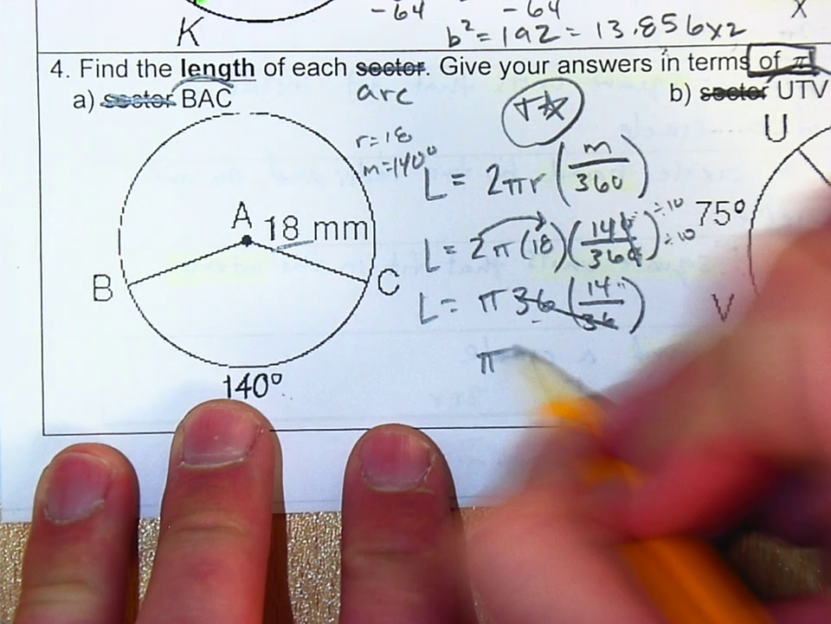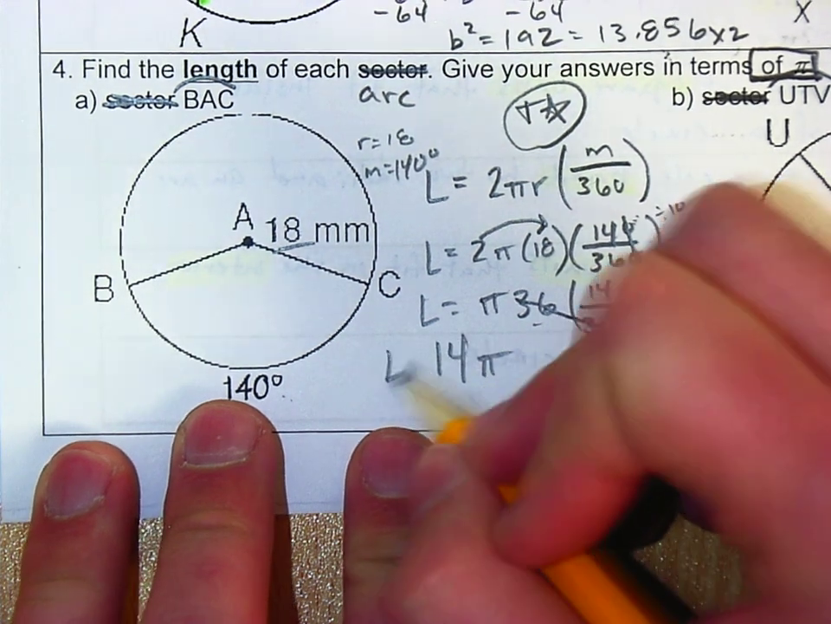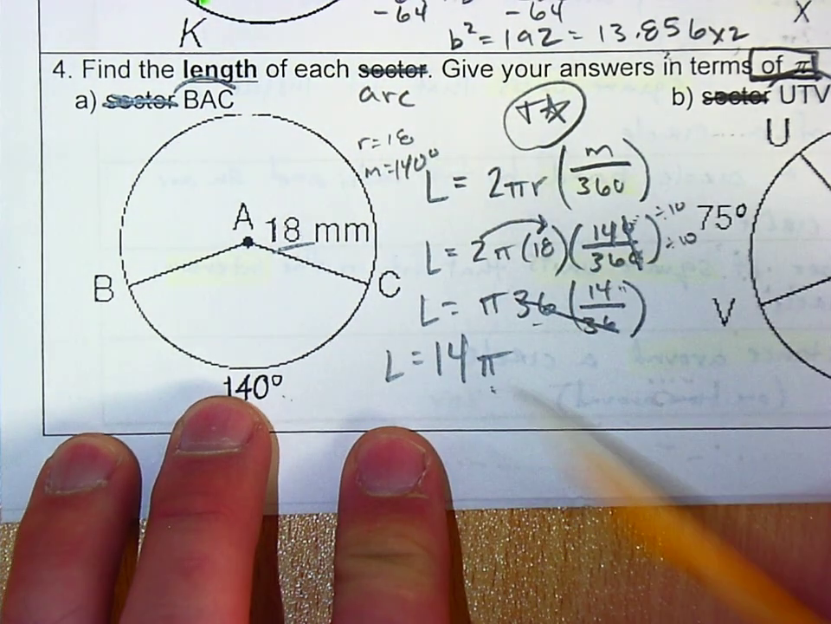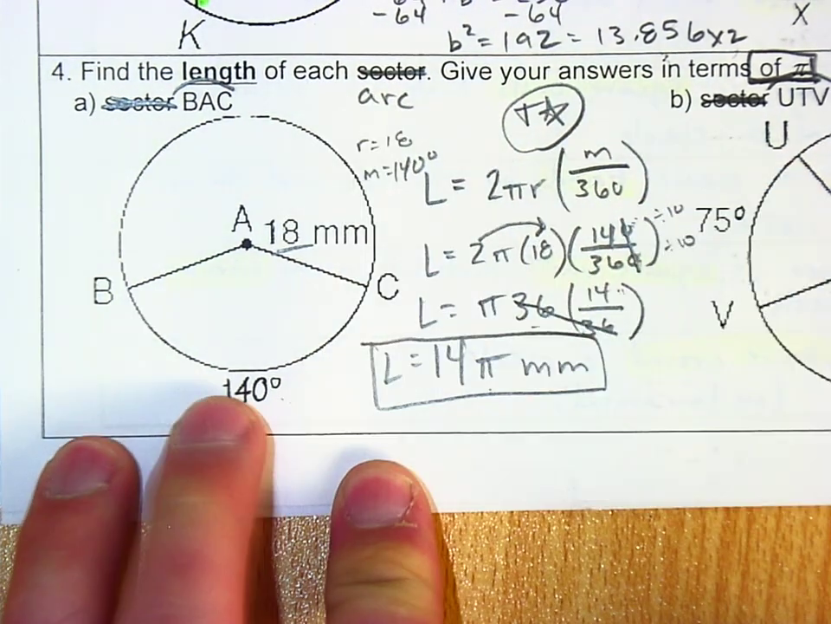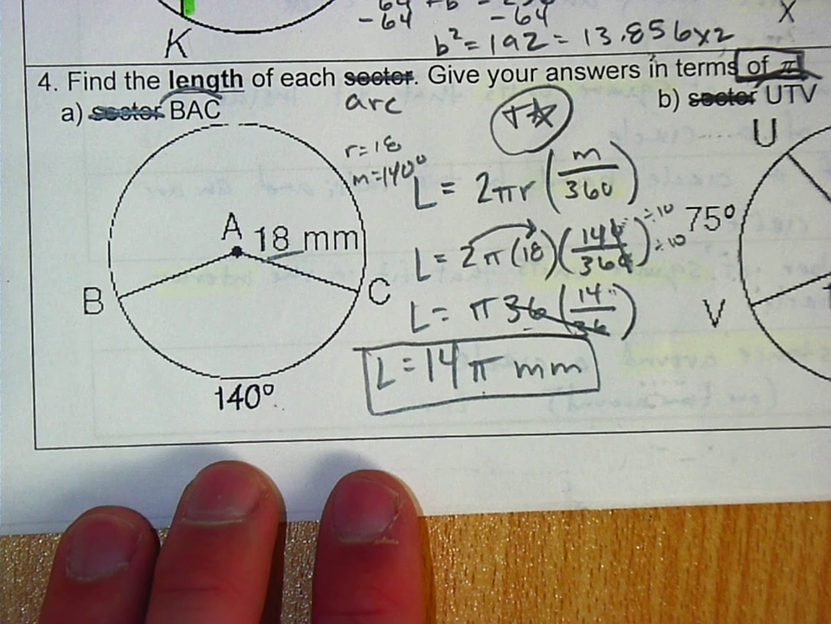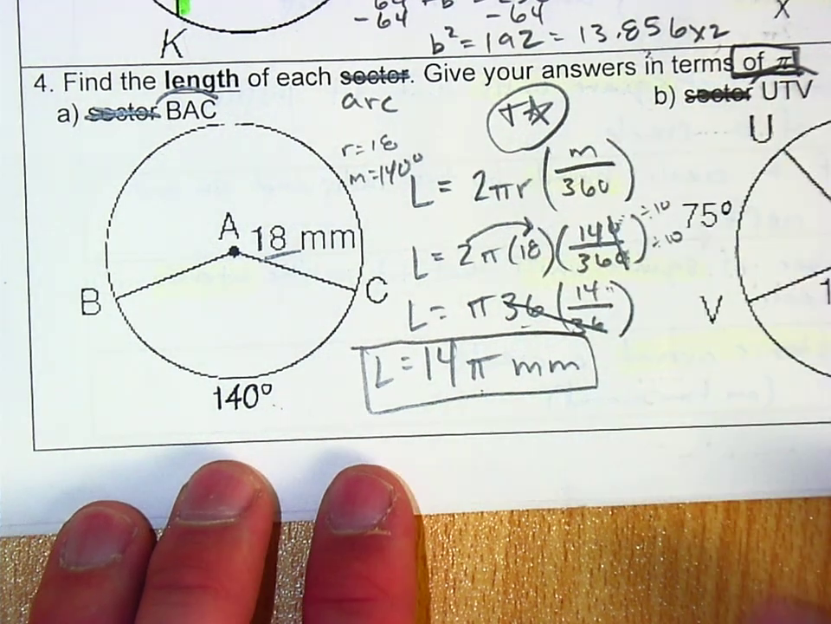So we have pi, or 14 pi rather, because remember the pi gets written over here. And then our units are millimeters. So that's actually our answer right there, 14 pi millimeters. They want it in terms of pi.